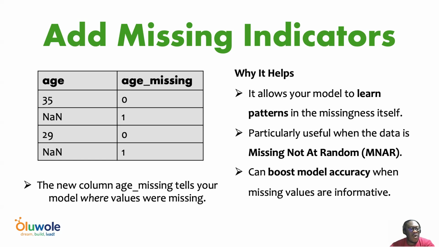Therefore, where there's no data, or no value, we say 1. It means that it is missing. Why does this help? If you see on the right hand side, it allows your model to learn patterns in the missingness itself. And it's particularly useful when the data is missing not at random, maybe purposely omitted. And it can boost your model accuracy when missing values are informative.